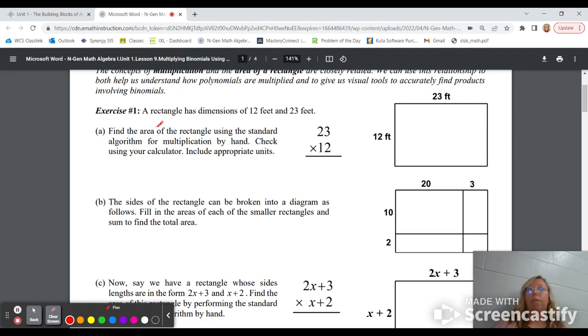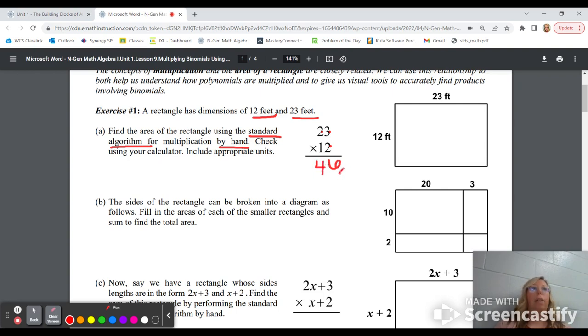So for exercise 1, we have a rectangle with dimensions of 12 feet and 23 feet. And they say here in the instructions that they want you to multiply using the standard algorithm by hand. What they're referring to is when you set up a multiplication problem like this right here. That's called the standard algorithm. So when we multiply using this standard algorithm, we do 3 times 2, which gives us 6. And then what do we do? 2 times 2, which is 4.